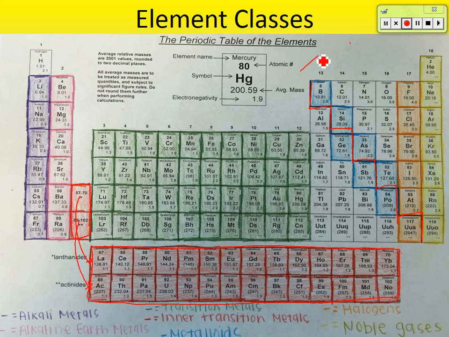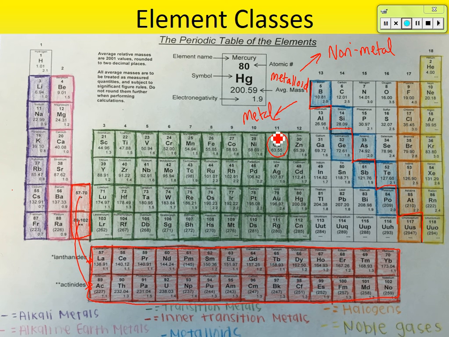Everything above the staircase is a what, guys? It's a non-metal. Okay, everything below it is a what? Is a metal. Okay, and if it's touching it, it's called a metalloid. Or a semi-metal. Here's what the test will be like. Okay, I'm going to give you, like, I don't know, I might give you copper and say, what class of elements is copper in? And you're going to say what?